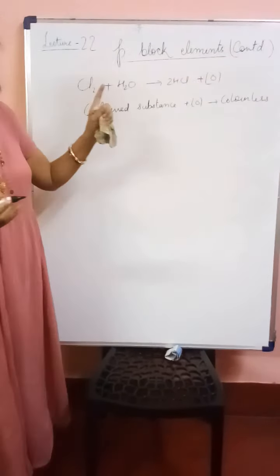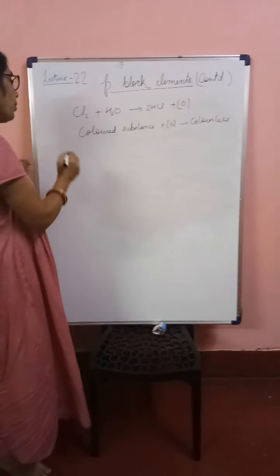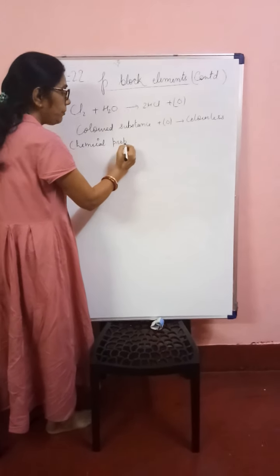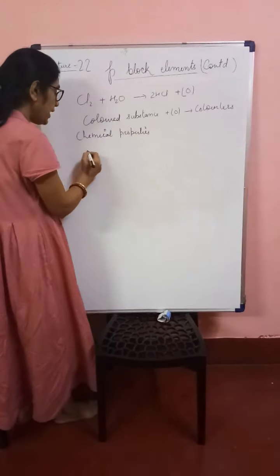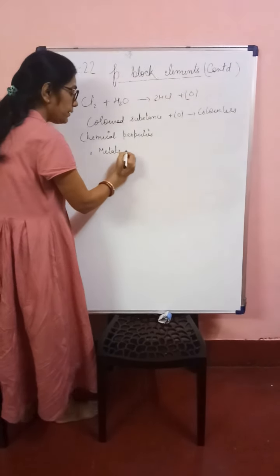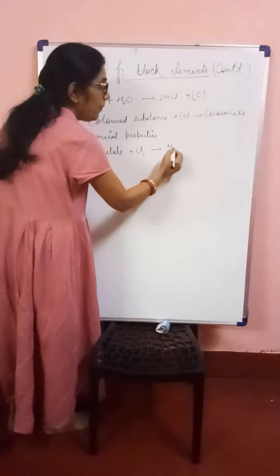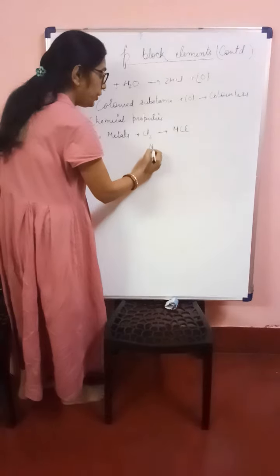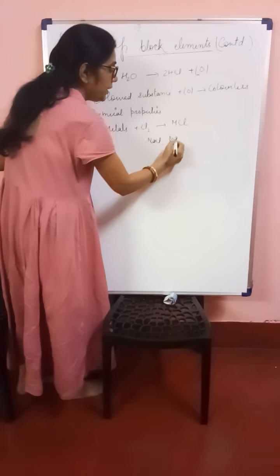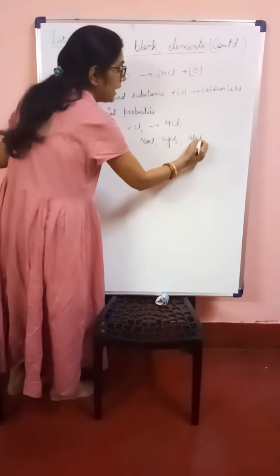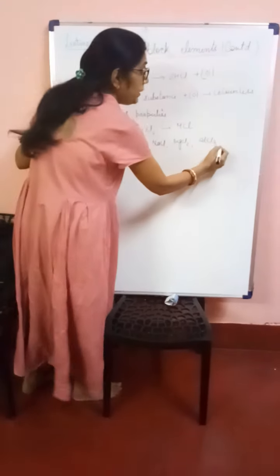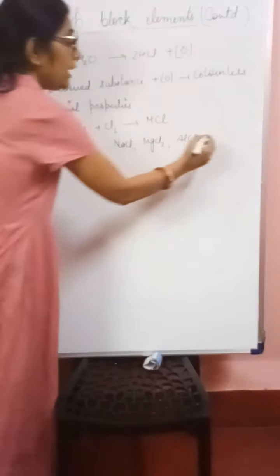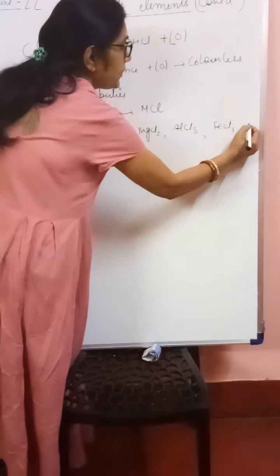Okay, now let's see some important chemical properties. When it reacts with metals, metals plus chlorine give metal chlorides, depending upon the valency of the metal. So if it is sodium, NaCl, if it is magnesium, MgCl2, if it is aluminium, AlCl3, so many metals react with chlorine, iron as well, FeCl3, etc.